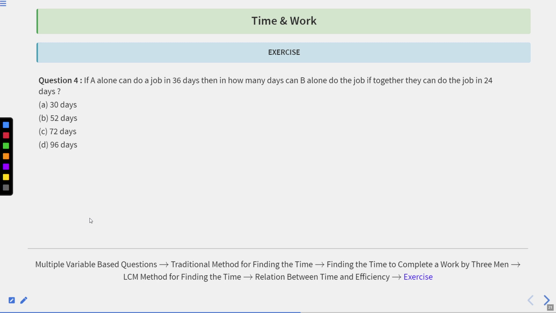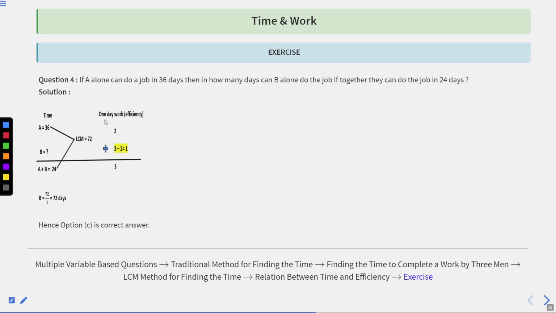Now let us move to question number 4. If A alone can do a job in 36 days, then how many days can B alone do the job if together they do the job in 24 days? So time taken by A is 36 days and together time taken is 24. So take the LCM of 36 days and 24, that will be 72.